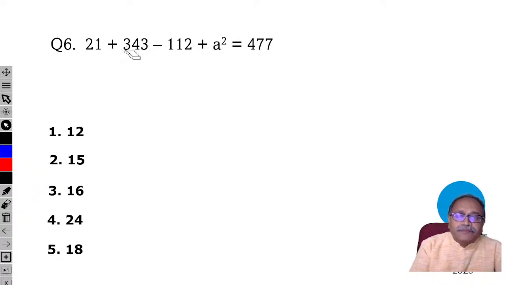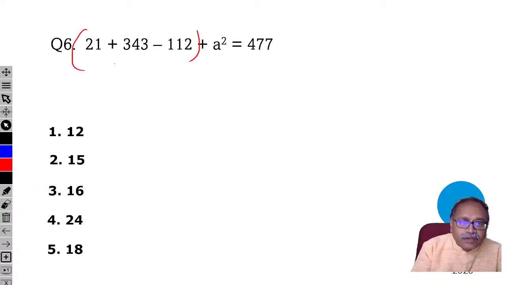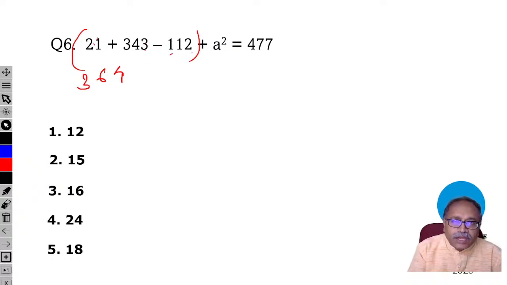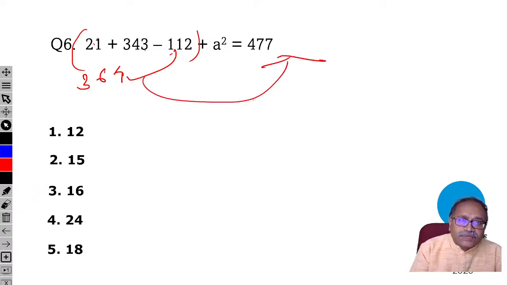Question number 6. So here you can say that it's addition and subtraction only. So we can add the numbers. That is 1 plus 3, that's 3 plus 1 is 4. Let's write it down simply. Then this is 6 and 3, and from this we subtract 112, and whatever result comes should be taken over here and subtracted from here.